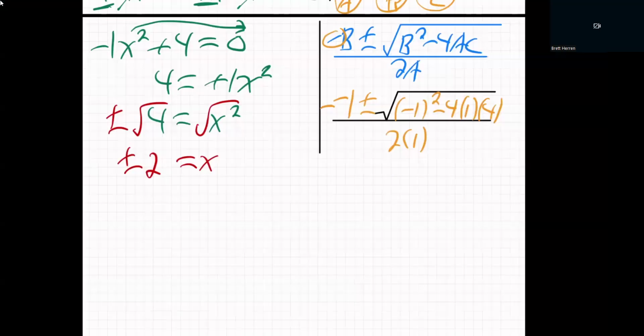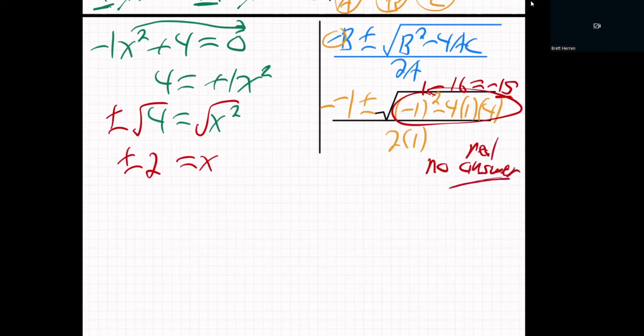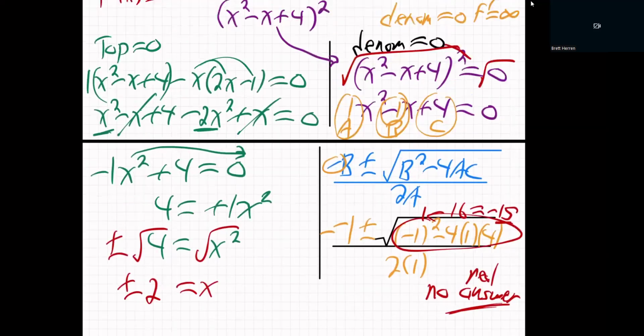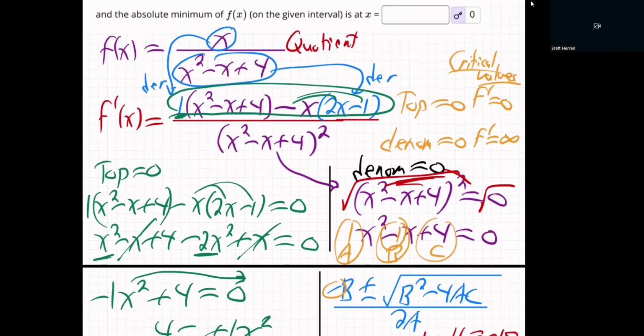So you see how this inside part is going to be 1 minus 16. So that inside is negative 15. Can't have the square root of a negative. That's imaginary. So only imaginary numbers there, no real answers. So the denominator equal to 0 led to nothing.